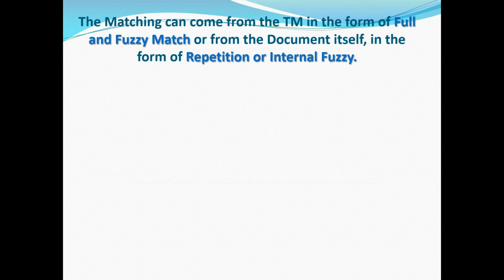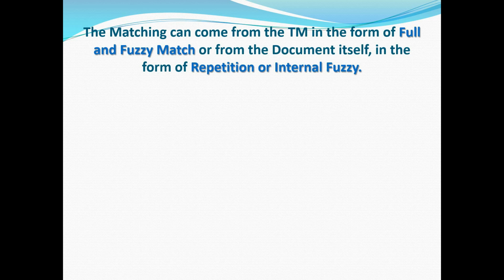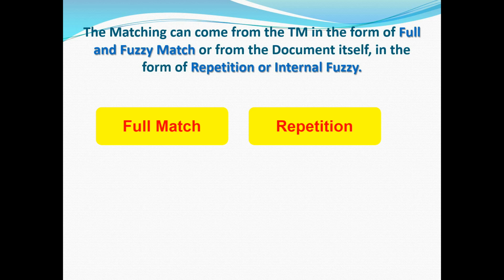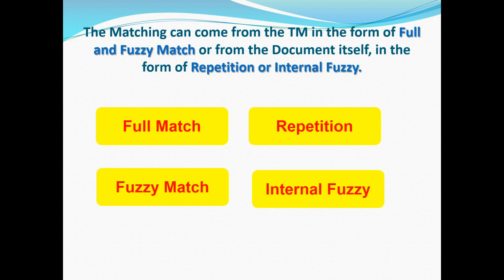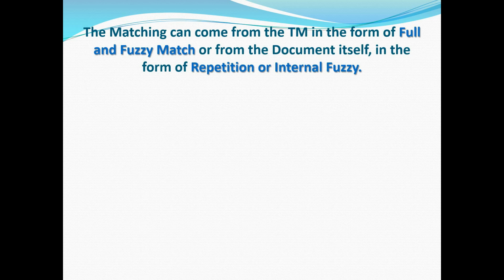Let's move on. Now I'm going to analyze the three categories of matchings, because now we have seen that we have two types of matchings coming from the translation memory and from the document, but those matchings which are full match, repetitions, fuzzy match, and internal fuzzy can be analyzed and can be explained in a different way just to show you exactly how things are working. So the matching can come from the TM in the form of full and fuzzy match, or from the document itself in the form of repetition or internal fuzzy.